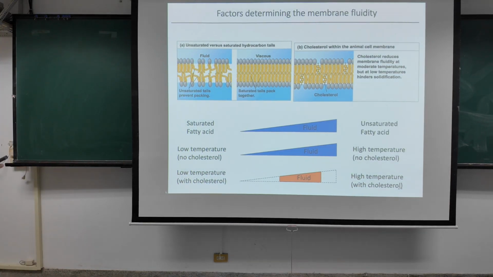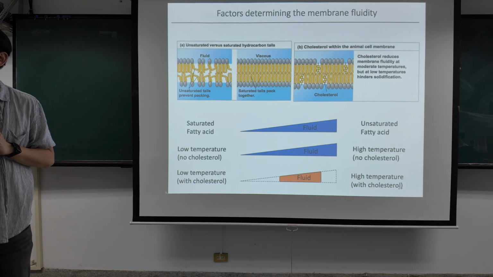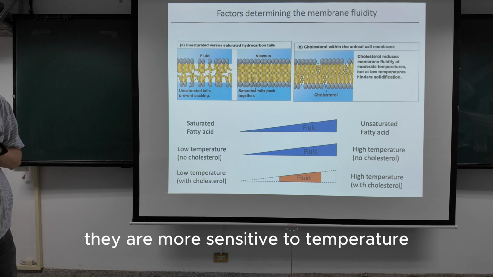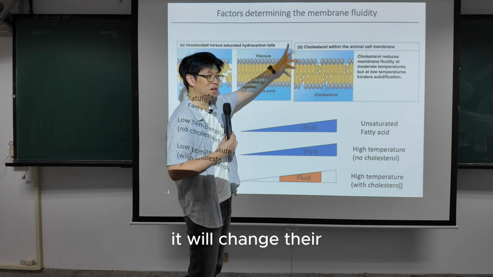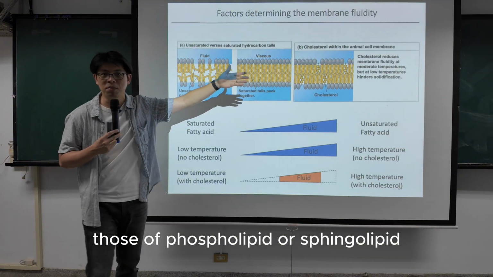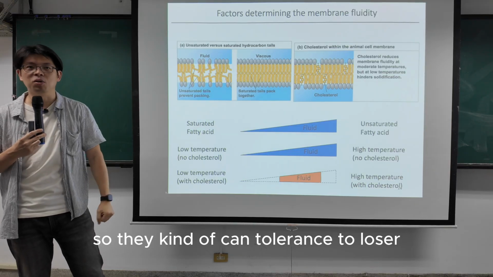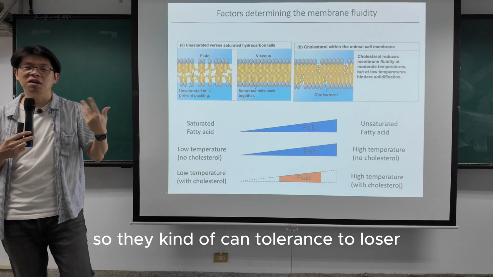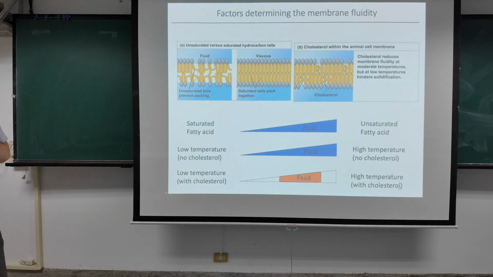Why cholesterol? Because it is not so sensitive to temperature. The phospholipids are more sensitive to temperature. If you use really high or low temperatures, it is really easy to damage those phospholipids or sphingolipids, and their orientation will also change. But cholesterol is not so, it can tolerate different temperatures compared to the phospholipids.